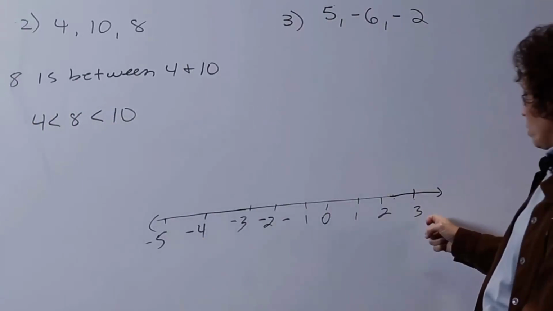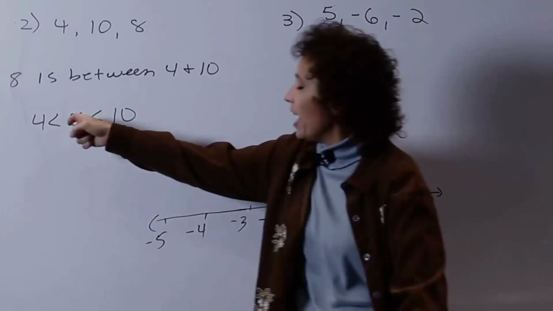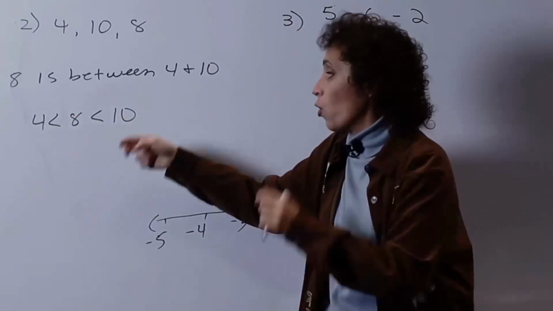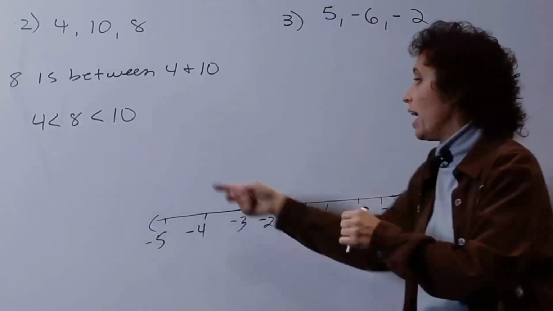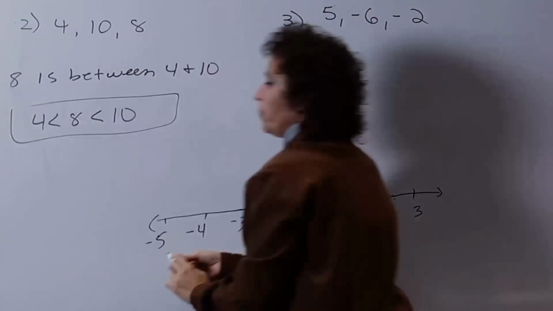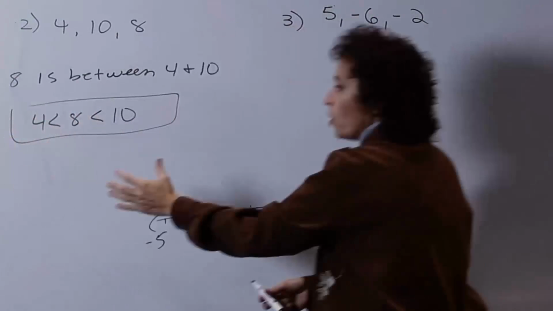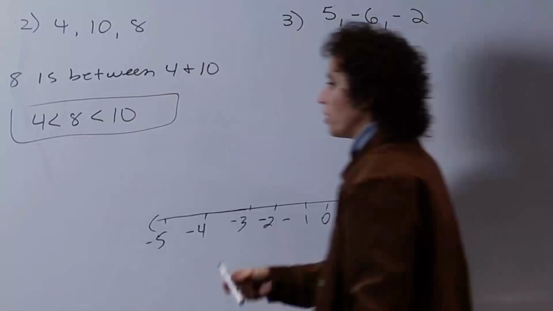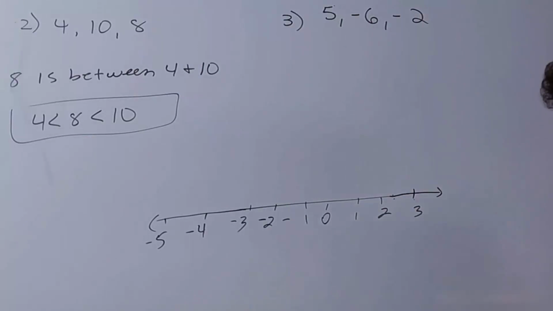But I can say 4 is less than 8, which is true. Well, I don't have a 4 and 8, but 4 is less than 8, and 8 is less than 10. Or I can say 8 is between 4 and 10. That's what this form allows me to say. And when I say this form, it means the smallest number is first, and all inequalities point left, and they're in number order. So that's what that form allows me to say. 8 is between 4 and 10.